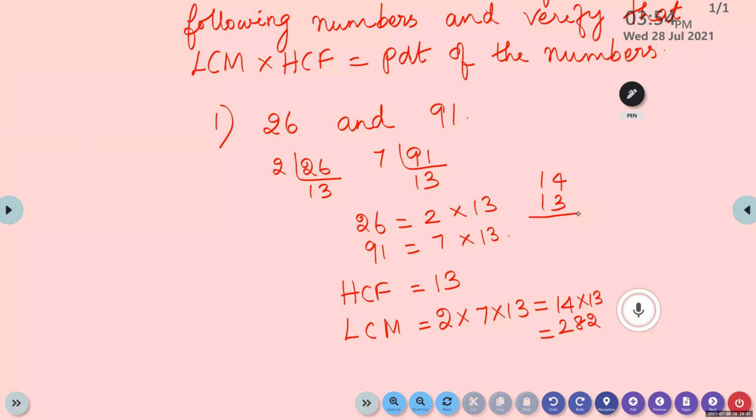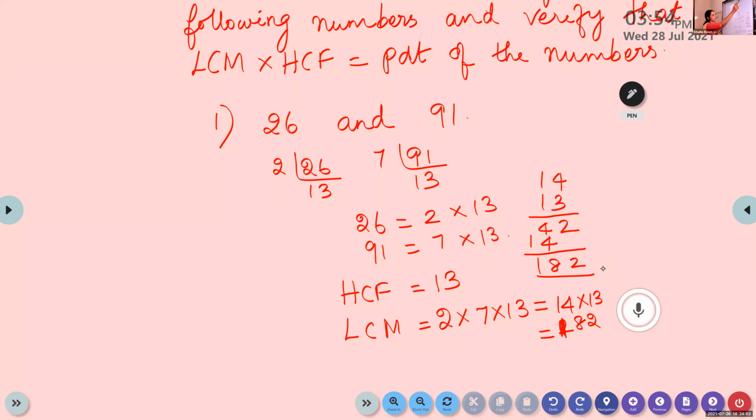Ma'am, 182. Einstein, check your answer. What is that, 12? 282. Ma'am, it is 182. It will be 182. So the LCM is 182.